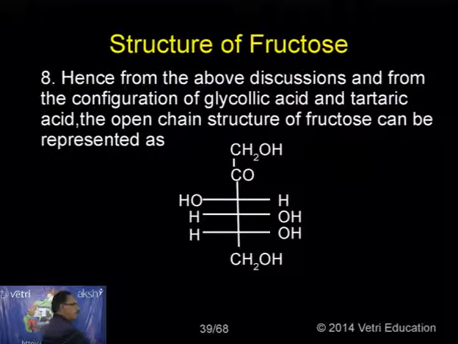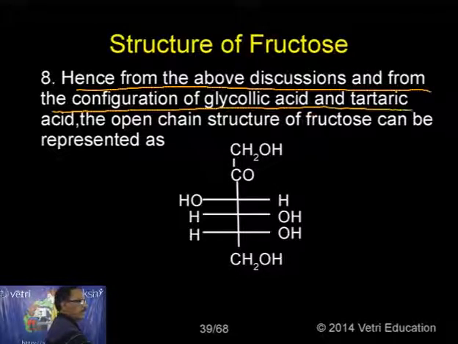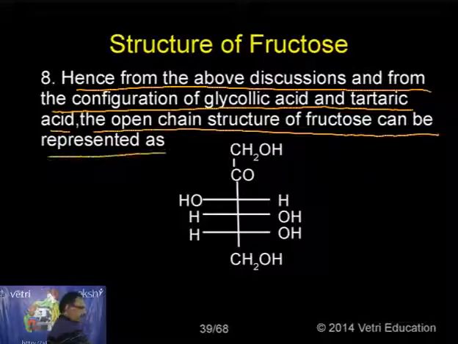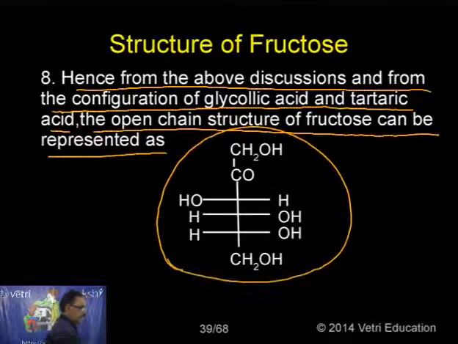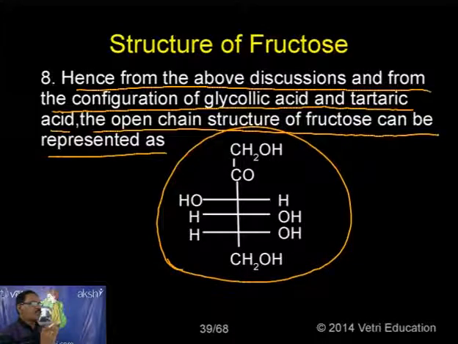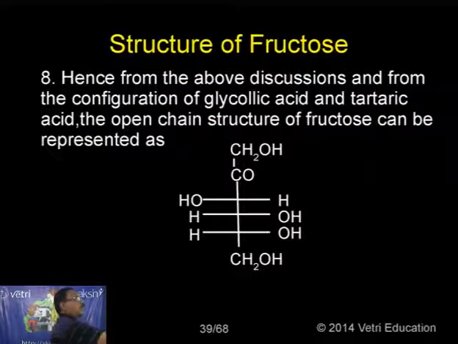Hence, from the above discussions and from the configuration of glycolic acid and tartaric acid, the open chain structure of fructose can be represented as this structure. So we are getting glycolic acid and tartaric acid, which we have discussed already. From this we can now write the open chain structure of fructose as follows: CH2OH, CO, CHOH, CHOH, CHOH, CH2OH. Okay, the next one.